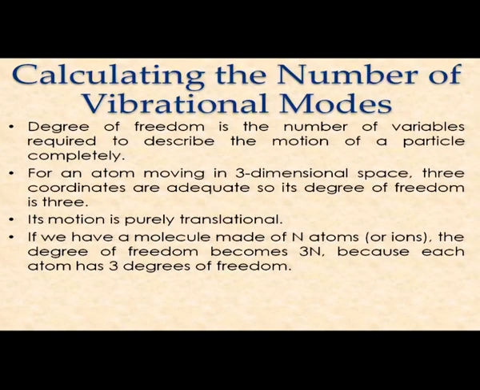Next, come to the calculation of number of vibrational modes. How to calculate the number of vibrational modes of a molecule? For that, degrees of freedom is an important one. Degrees of freedom means what? Degrees of freedom is a number of variables required to describe the motion of a particle completely. For an atom moving in a three-dimensional space, 3 coordinates are adequate so that its degrees of freedom is 3.